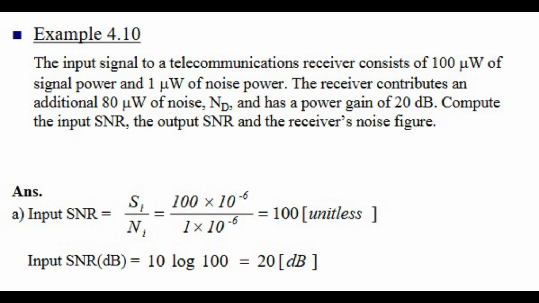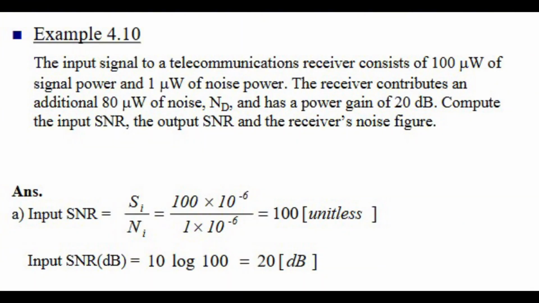In this example, we are given a telecommunication receiver with known input signal power, input noise power, thermal noise contribution, and power gain. Our task is to determine three things: the input SNR, output SNR, and noise figure of the receiver. The first step is to find the input SNR. To find it, we use the formula SNR in equals Si over Ni. By substituting the values we have, we get the answer of 100.